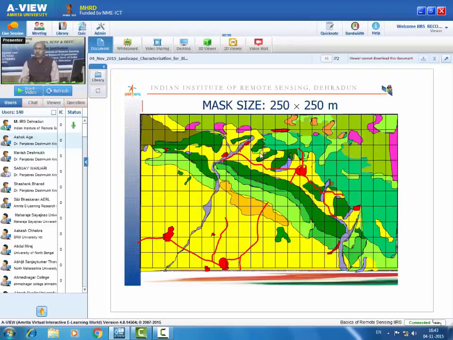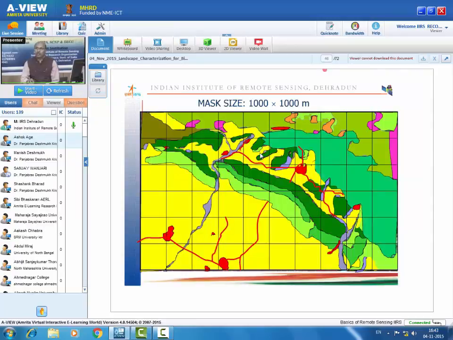So what we are trying to do is find out the number of patches of forest within a certain area. Here the area is 250 meter by 250 meter. This has to be optimized because the criteria depend on the area. If you are working in Northeast India, it could be different. Central India, it could be different. Western Himalayas, it could be different. So normally we start with 250 meter by 250.